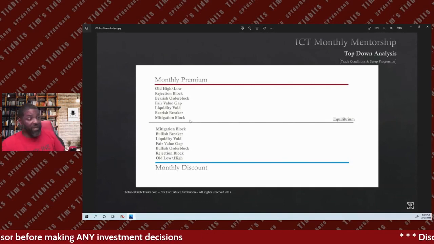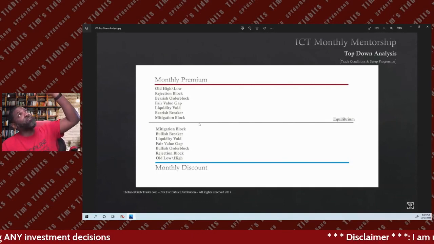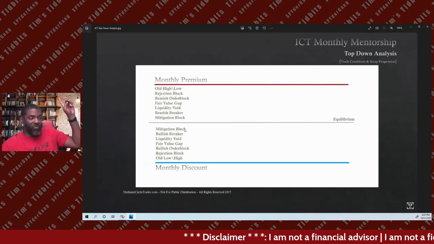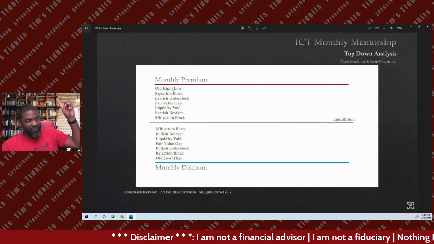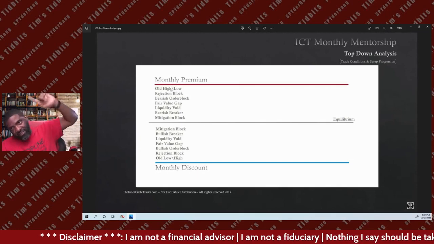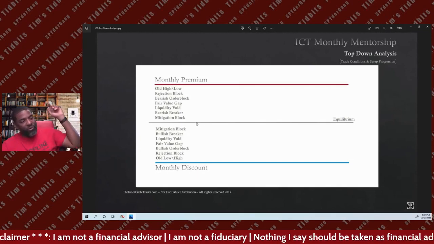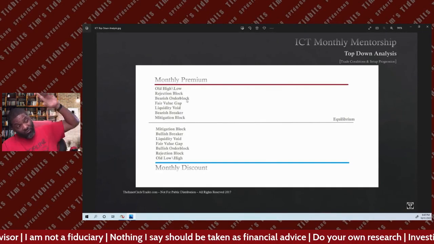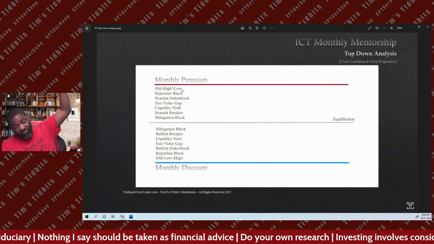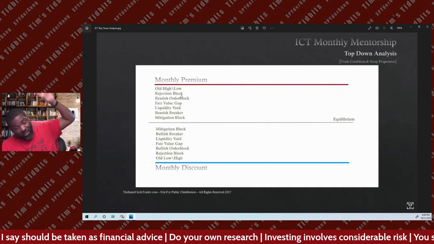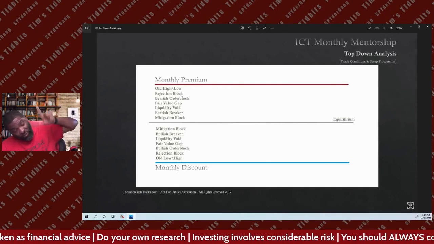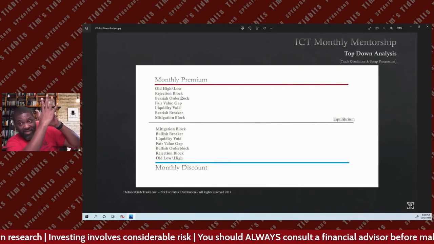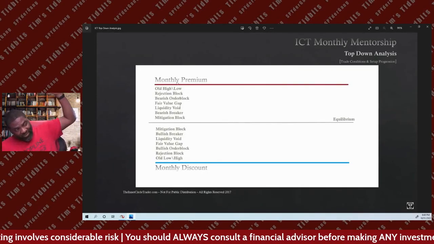Anyway, if you're at equilibrium and you're looking up, nothing can stop you. If you're looking up, the farthest one away is that high. That's the farthest one away from equilibrium of your full dealing range. Coming down, the rejection block is going to be the next farthest one away, because the rejection block is at the top of the equal highs where the wicks are sticking up.